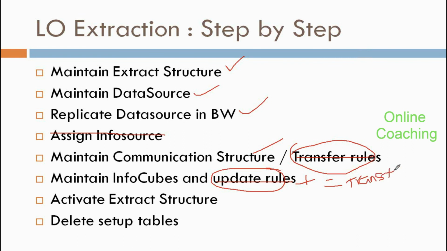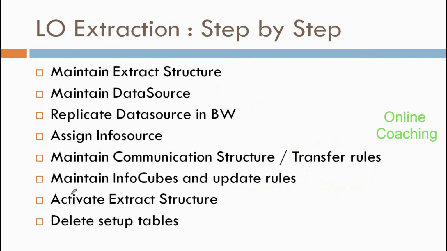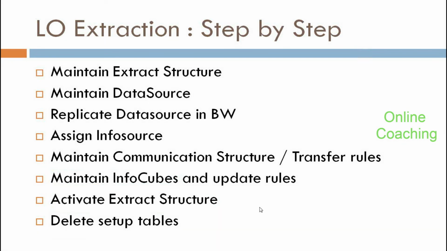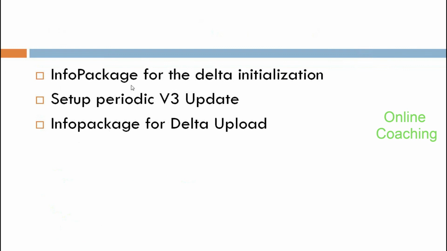Okay. Yes. In 3.5 there were transfer rules and update rules. There is no concept called update rule or transfer rule in 7.3, 7.4. It is transformations we call. Okay. Maintain info cube. Yes. We don't create it manually, but we'll get a suitable data target. Activate extract structure. Then we'll activate our data source. Delete the data in the setup table first if anybody loaded. Okay, fine. Then we'll fill up the setup table.